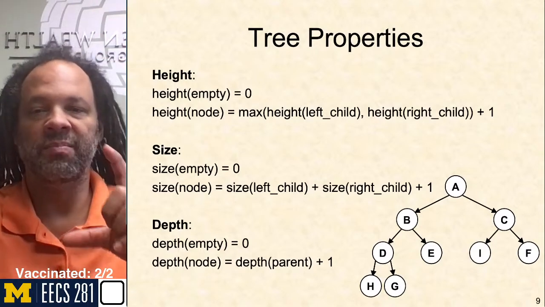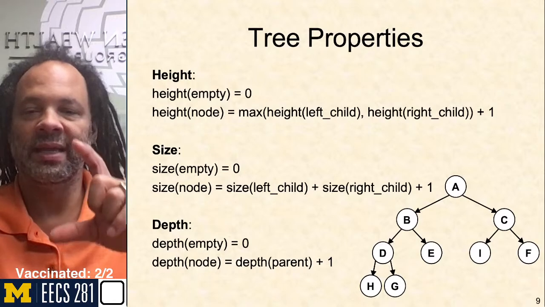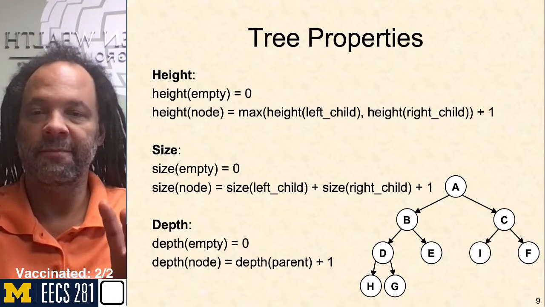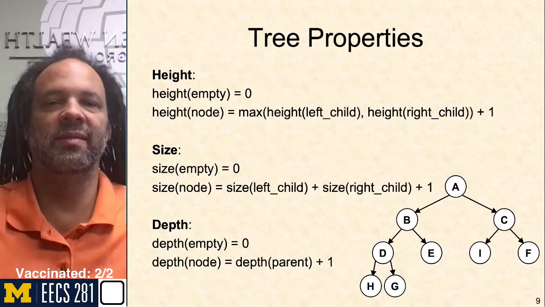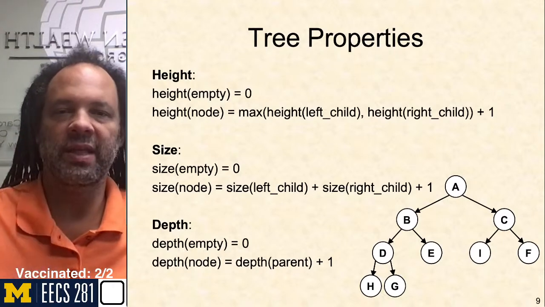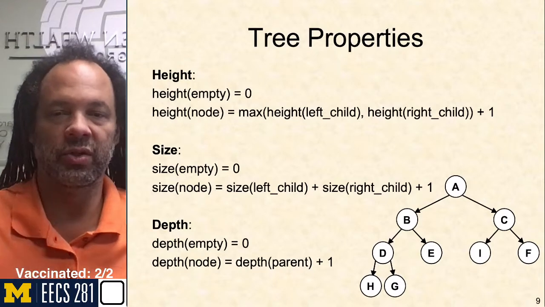So one thing to be aware of is even though height and depth are calculated differently, the maximum height and the maximum depth of any tree has to be the same. If you don't see that, work through these definitions and make sure that you do understand that.